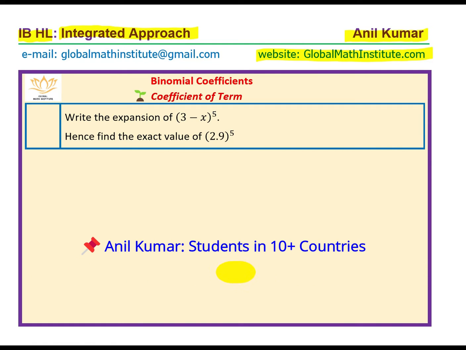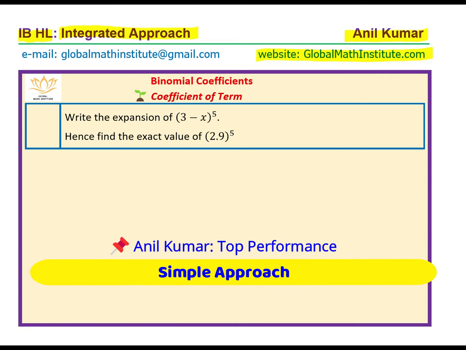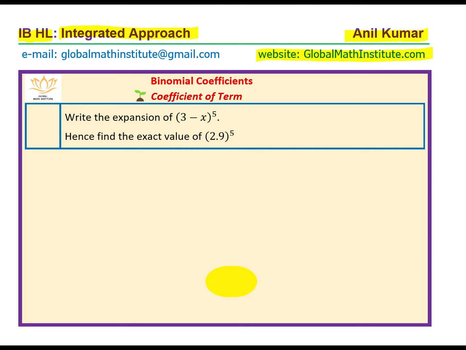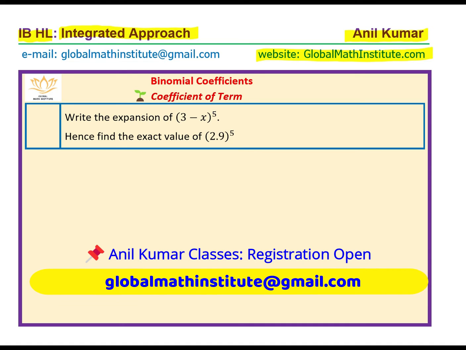So, with that, let's begin with the solution of this question, which says: write the expansion of (3 minus x) to the power of 5. Hence, find the exact value of 2.9 to the power of 5. Makes sense, a typical IBHL test question. So in the first part, you expand (3 minus x) to the power of 5. In the second part, 2.9 could be written as (3 minus 0.1) to the power of 5. So it's a direct application of the expansion.